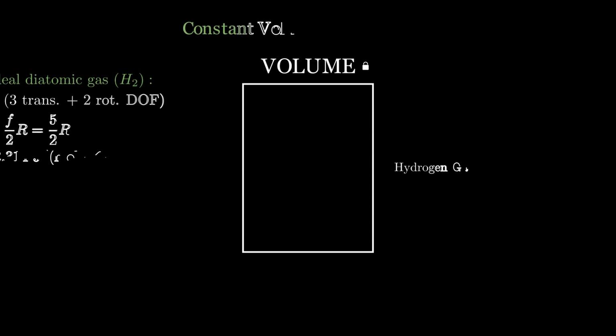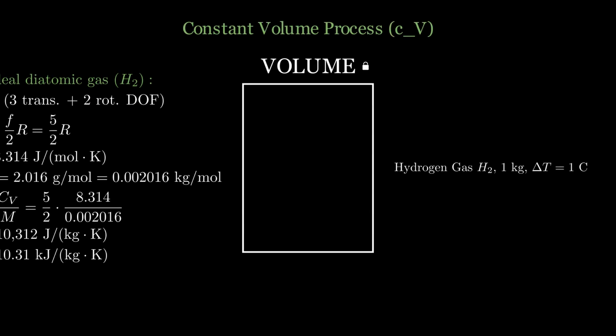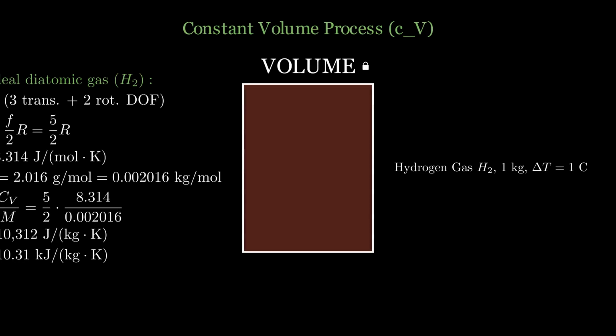In a constant volume process, we fix the volume of the container. Let's examine how this affects the thermodynamic equations. As we add heat to the system, since the volume cannot change, all the energy goes into increasing the internal energy of the gas. This is shown by the increasing temperature and molecular motion.